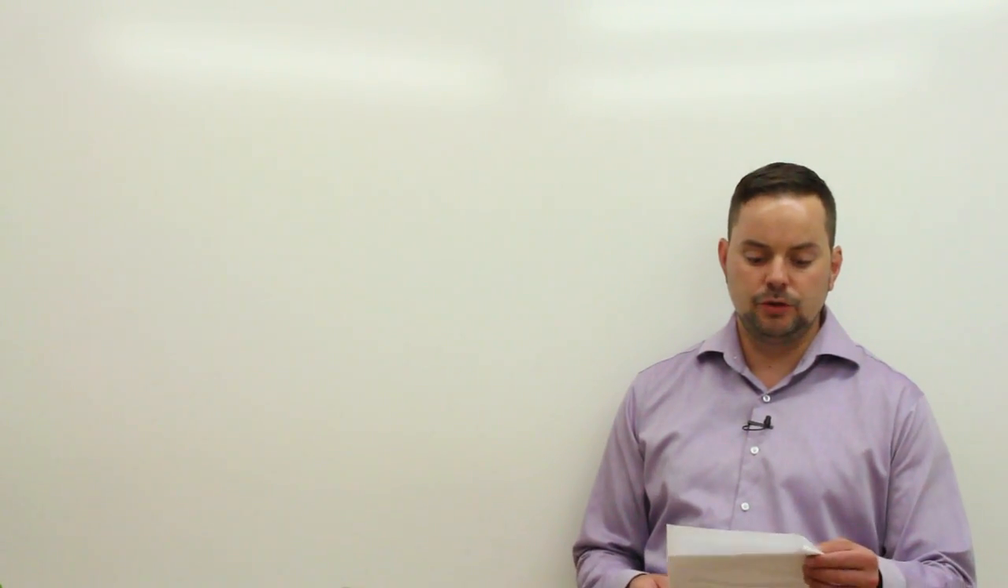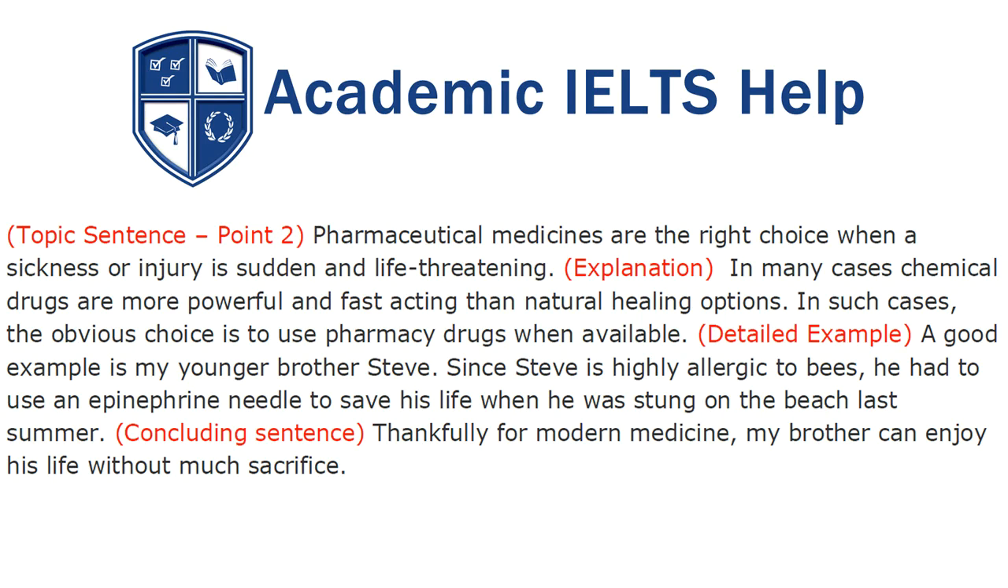Body paragraph 2. Pharmaceutical medicines are the right choice when a sickness or injury is sudden and life-threatening. In many cases, chemical drugs are more powerful and fast-acting than natural healing options. In such cases, the obvious choice is to use pharmacy drugs when available.